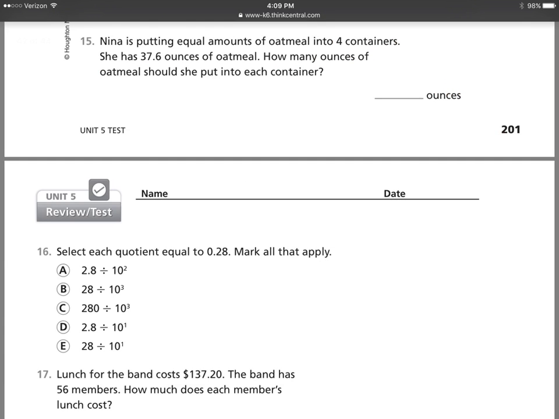Number 15. Nina is putting equal amounts of oatmeal into 4 containers. She has 37 6/10 of an ounce of oatmeal. How many ounces of oatmeal should she put in each container? First thing you'd want to figure out is whether or not you're going to be multiplying or dividing here. And it says putting equal amounts of oatmeal. If you're going to put equal amounts of something in, then you should already know that you're going to be dividing. And so this will be as simple as rewriting this problem as a division problem, as 37 6/10 divided by 4.